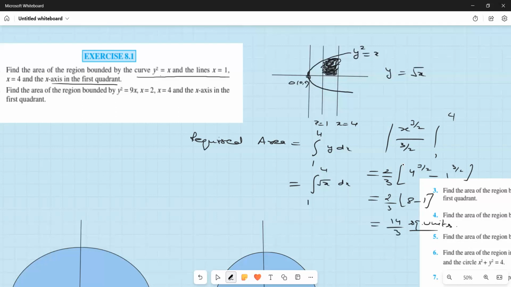Clear? Second question is same. Now only the change is the limits are from 2 to 4 and y will be equal to root 3x. For the second question, y will be equal to root 3x, limits will be 2 to 4. So you have to integrate this 2 to 4, root 3x dx. Same way. Clear? Next question.